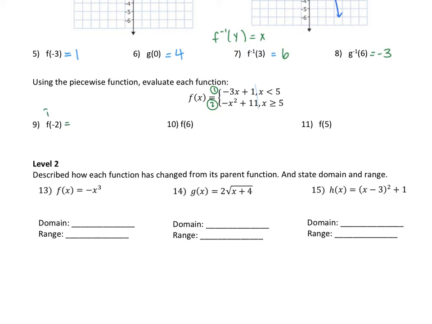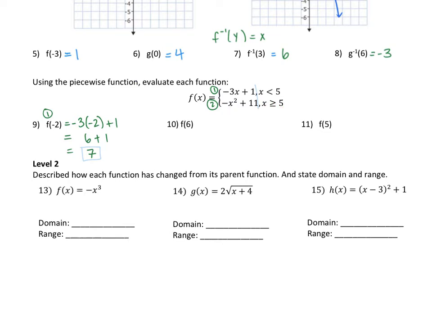I'm going to put a little note here that I'm using the first equation, and I'll plug in -2 and work this out. So this gives me +6 plus 1, which gives me 7. So in this case, my answer is 7. As for this one, I'm plugging in 6. So if I plug in 6, I have to go to the second equation because 6 is bigger than 5.